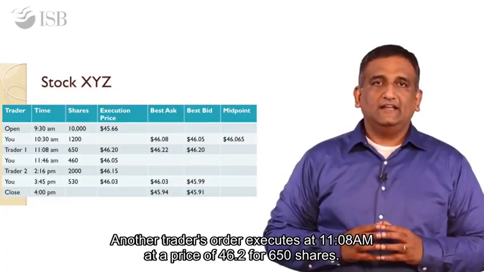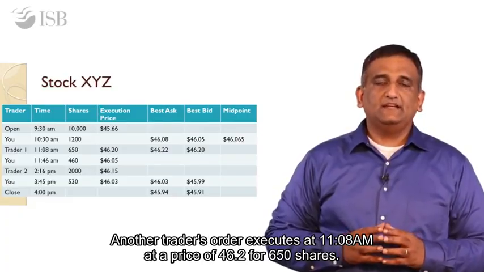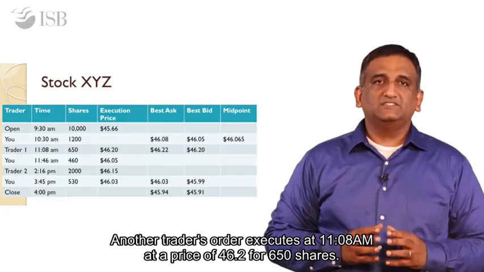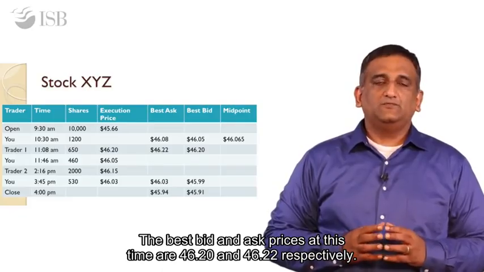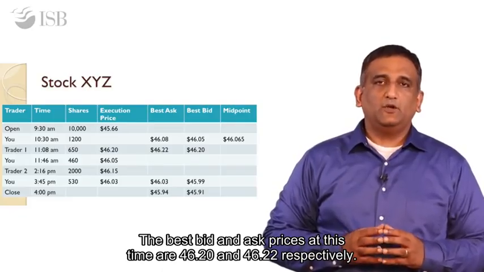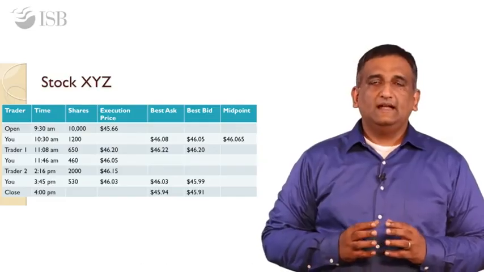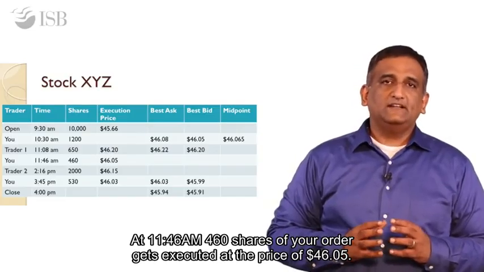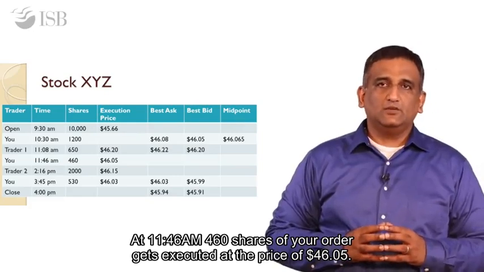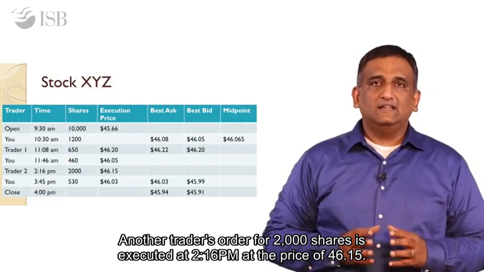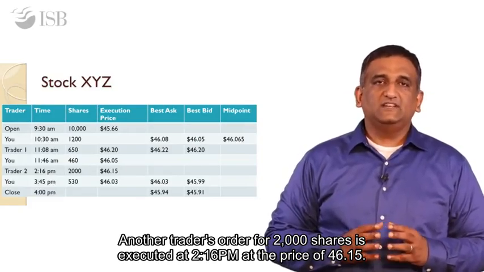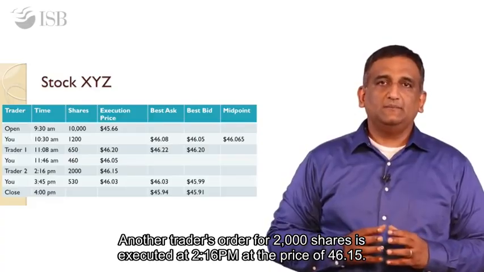Another trader's order executes at 11:08 a.m. at a price of 46.2 for 650 shares. The best bid and ask prices at this time are 46.2 and 46.22 respectively. At 11:46 a.m., 460 shares of your order get executed at a price of $46.05. Another trader's order for 2000 shares is executed at 2:16 p.m. at a price of 46.15.